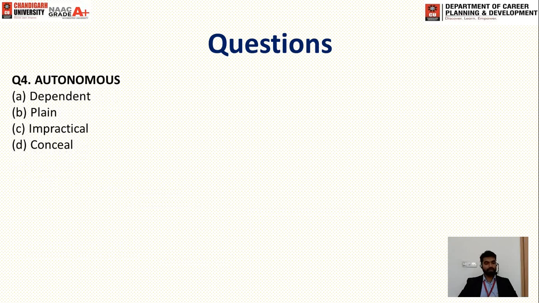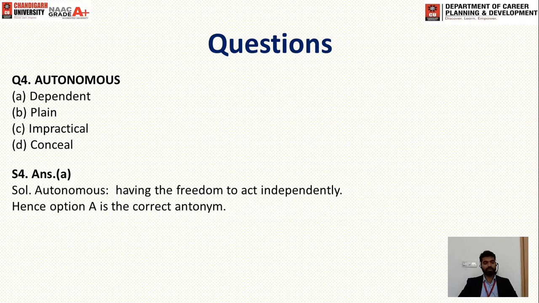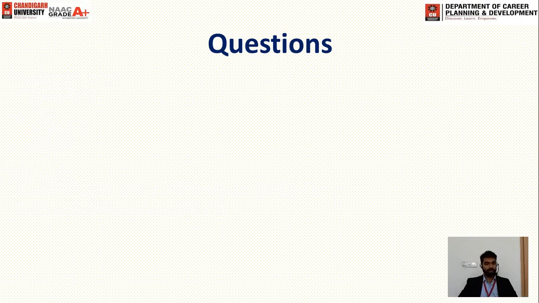Question number 4 is autonomous. Autonomous means that you have taken self-control, that means you are not dependent on someone. So if you are not dependent on someone, the correct antonym for autonomous would be dependent. Conceal actually means to hide something. So for question number 4, the correct antonym is answer A, that is dependent. Moving on.